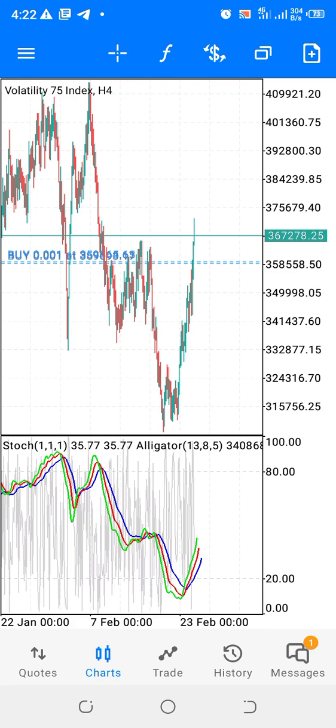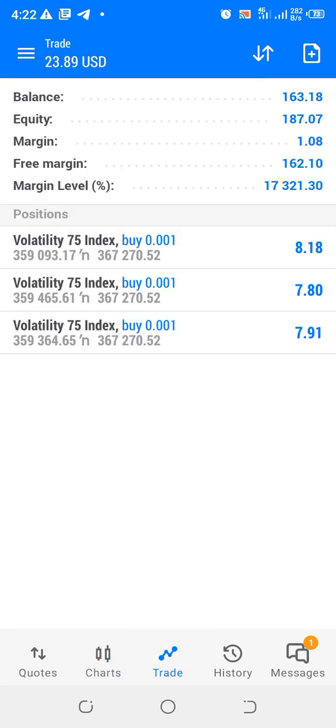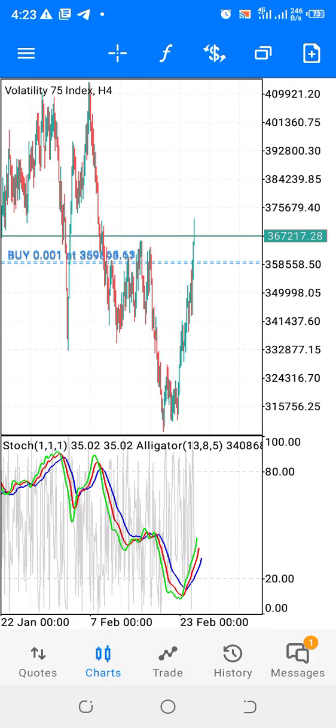A few minutes ago I had done the same, and the trades are running here, and as you can see, the strategy is working well. Currently at $23, and it's still going upwards. So I think when you use that strategy, you'll be able to know when to sell and when to buy. So in case you want to sell, we will wait for the alligator to go above 80, and then when it starts going down, we will know that it's time to sell.